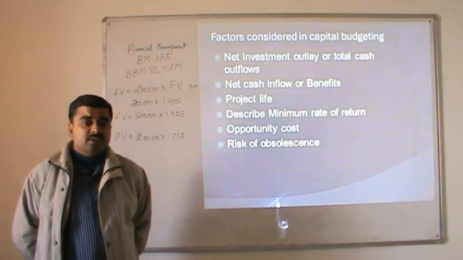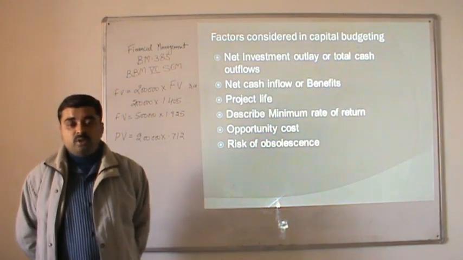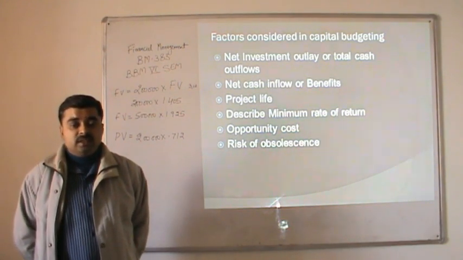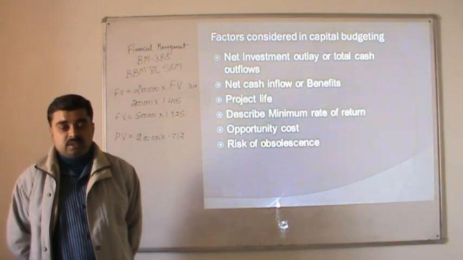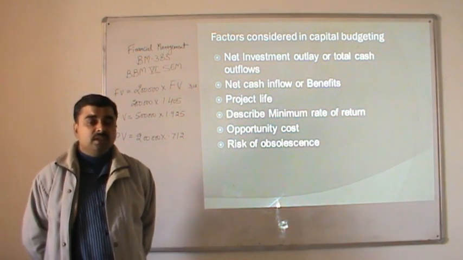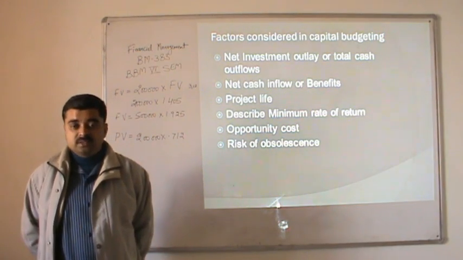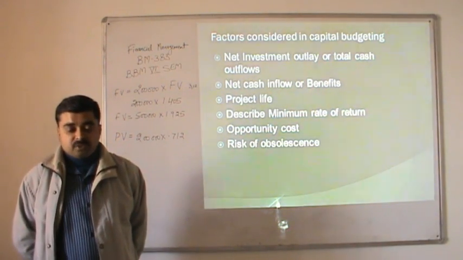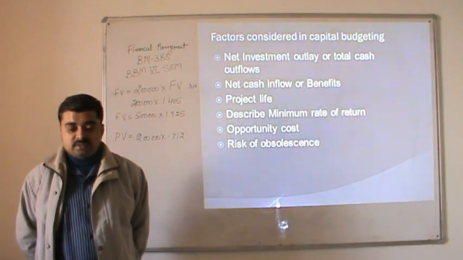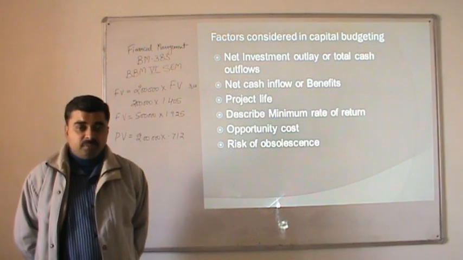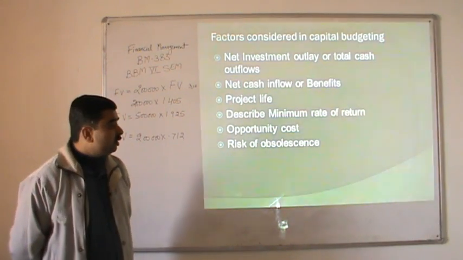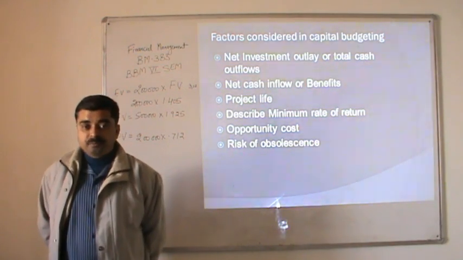So these amounts can also be used for taking the decision that if the company will take the decision and start its own project, certainly the other income of rent or lease will not be available. So opportunity cost is also being considered. And finally, the risk of obsolescence means after some time the project will be of no use.